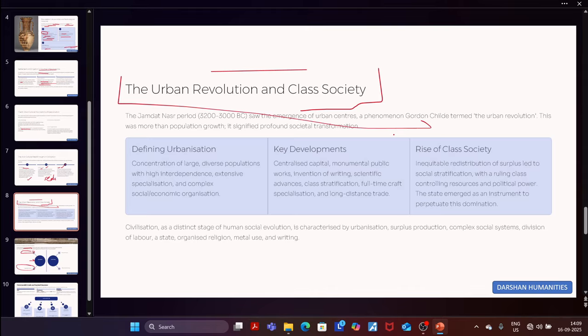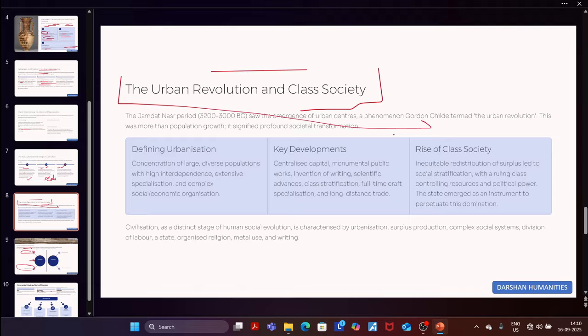The emergence of cities, urbanization, was more than just population growth. It signified a fundamental transformation in social organization. Urban centers were characterized by extensive specialization, division of labor, and complex socio-economic structures, requiring elaborate political arrangements for regulation and dispute management. Gordon Childe identified several key developments intertwined with the rise of urban centers.